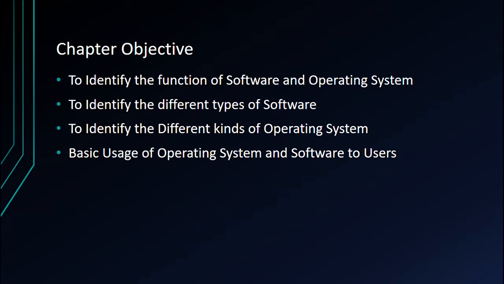In this chapter, our objective will be to identify the function of software and operating system, to identify the different types of software, to identify the different kinds of operating system, and the basic usage of operating system and software to users.